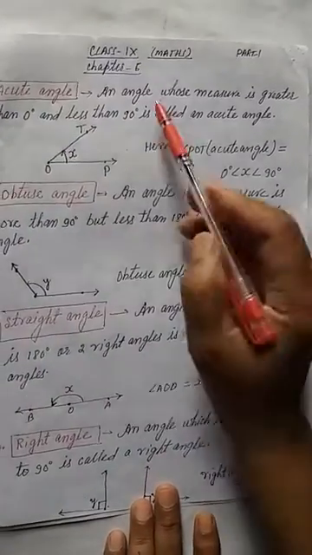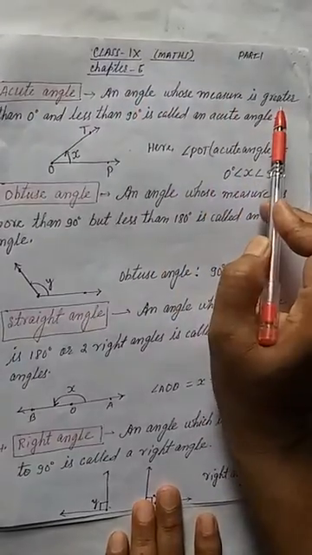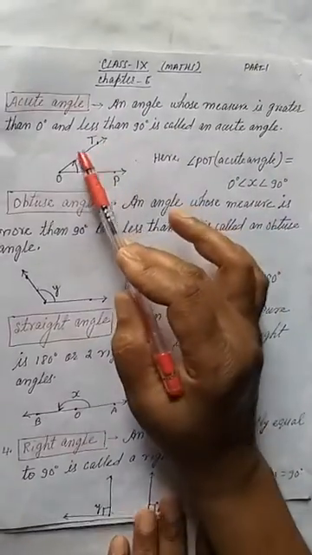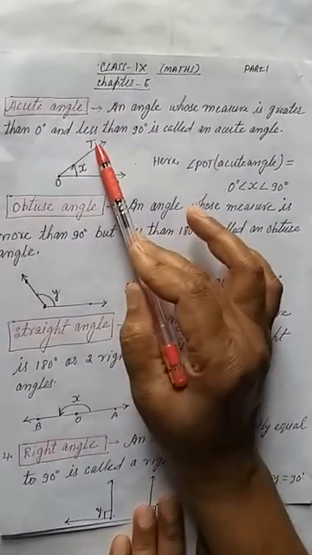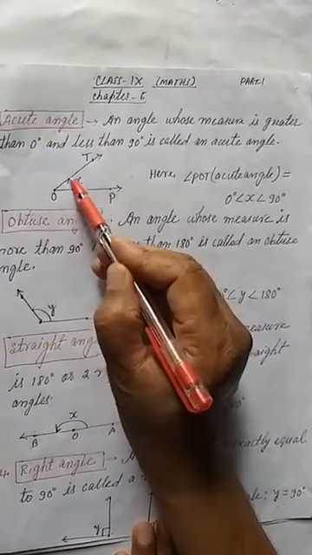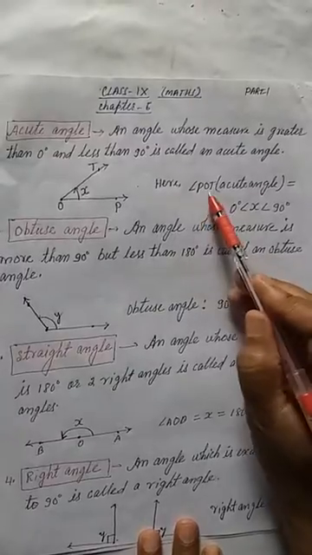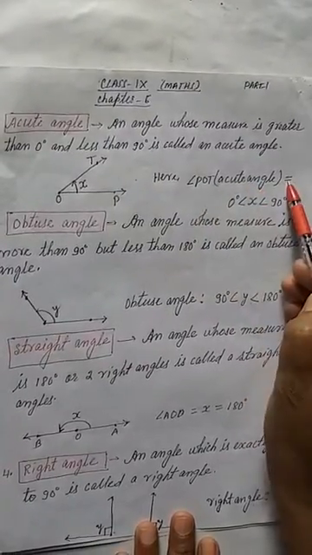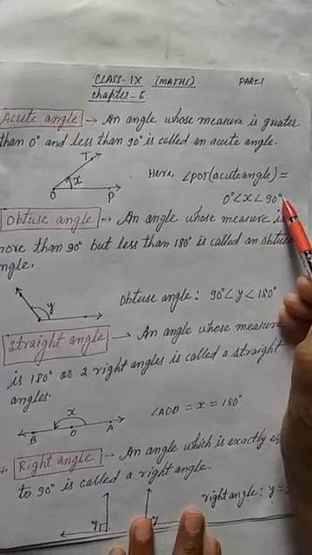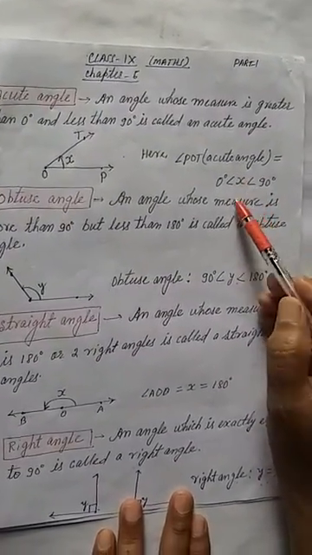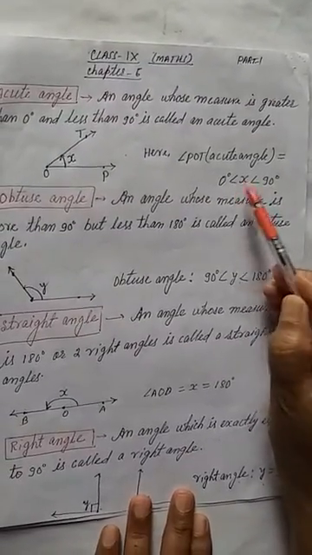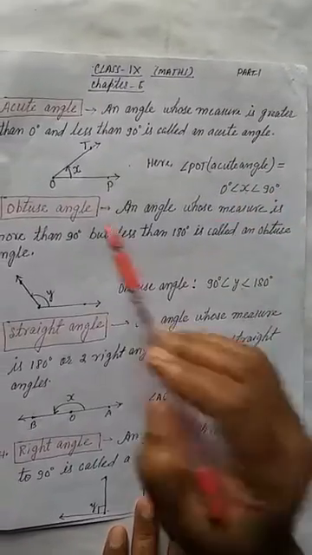Next is the acute angle. You know very well, an angle whose measure is greater than 0 degrees and less than 90 degrees is called an acute angle. Let's see by figure. This is angle POT, and suppose your rotation is like this and this is X. It means angle POT, an acute angle, is 0 degrees less than X less than 90 degrees. In the place of X we can write different values like 2 degrees, 50 degrees. In this way we have to write and try to understand.